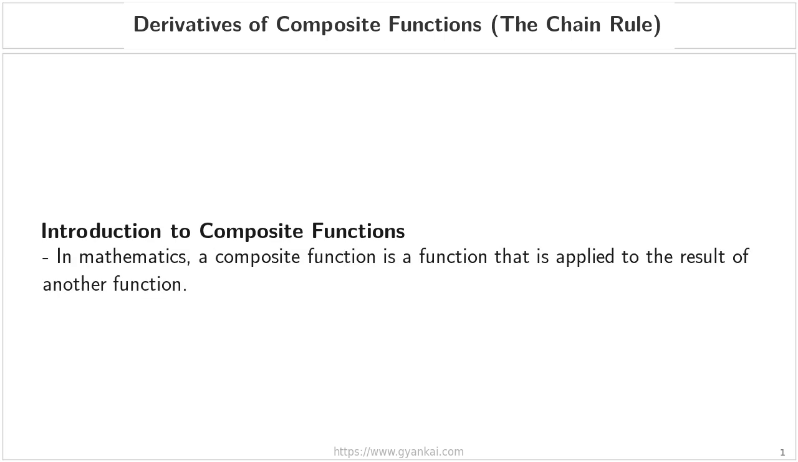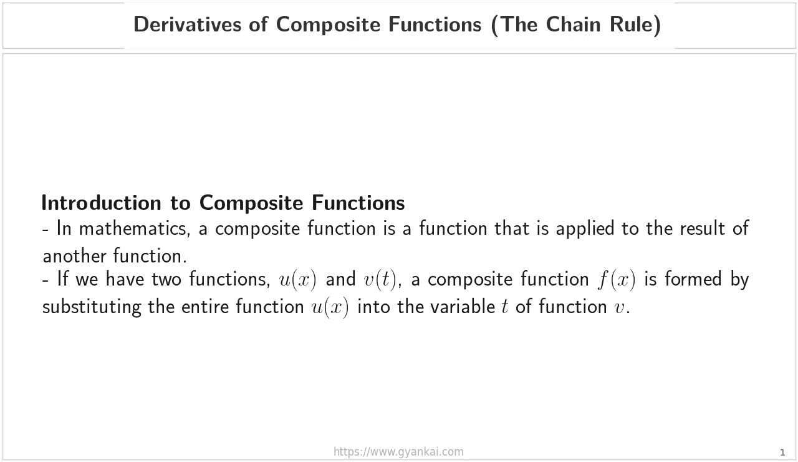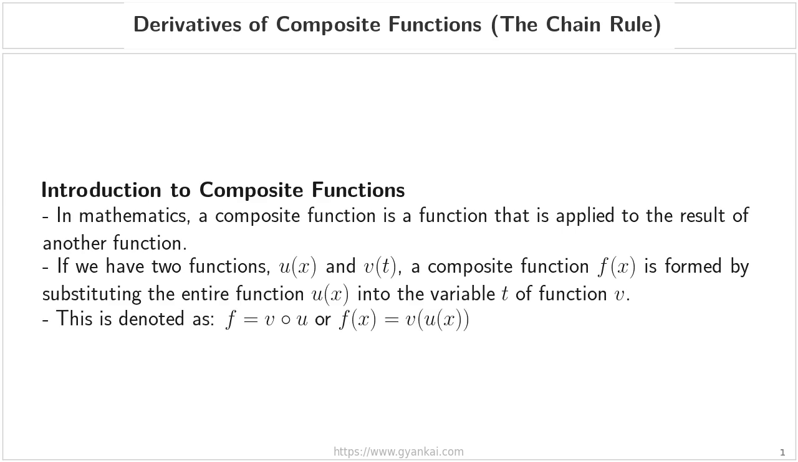In mathematics, a composite function is defined as a function that is applied to the result of another function. To explain this more formally, imagine we have two different functions, u of x and v of t. We can form a composite function, f of x, by taking the entire expression of the function u of x and substituting it into the variable t of the function v. In your textbooks, you will see this denoted in two ways, either as f equals v composed with u, or as f of x equals v of u of x.